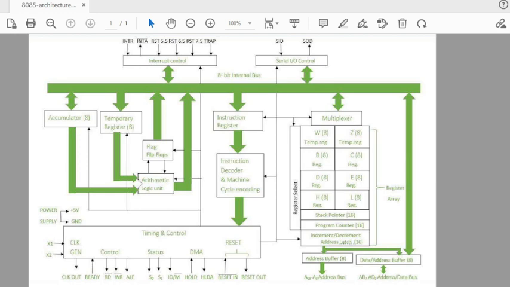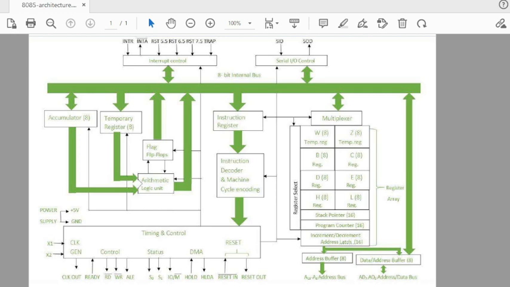Then there is an increment and decrement address latch through which we will increment or decrement the memory address. Then you can see that there are two address buffers. The first is 8-bit, the second is 8-bit. The first represents A8 to A15, that is the high order address bus, and AD0 to AD7, which is the low order address/data bus. We say it is an address/data bus because address and data both can be transmitted through this bus.